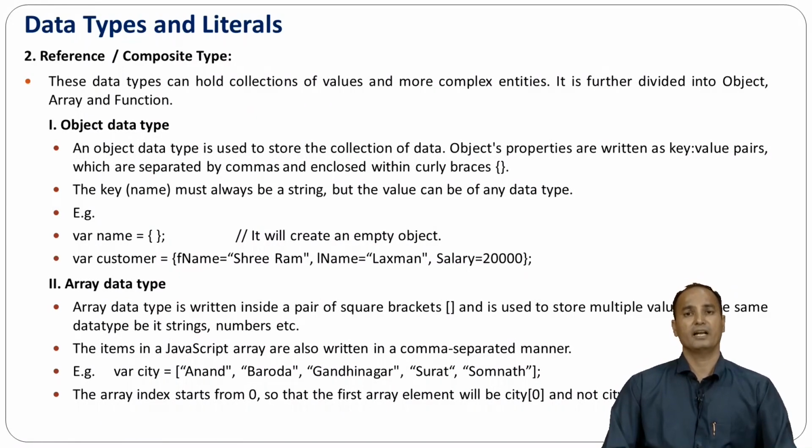The second one is the array data type. We can declare one-dimensional and two-dimensional arrays in JavaScript, the same way we do in Java. Square brackets are used to declare an array in JavaScript. As per the example, the variable city has a number of cities like Anand, Baroda, Gandhinagar, Surat, Somnath, etc. We can access them using the index, and the index starts with 0. That means city of 0 will display Anand and city of 2 will display Gandhinagar.